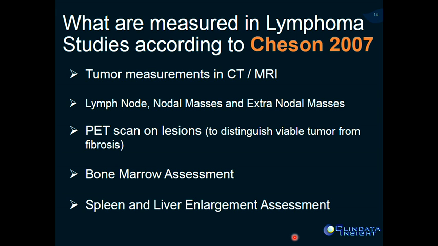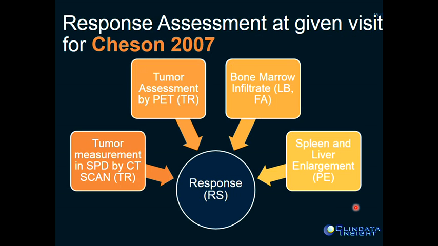Lymphoma studies follow CHESON 2007. It collects tumor measurements in CT and MRI scans. It also collects the lymph nodes, nodal masses, and PET scans on the lesions. This is done to distinguish between viable tumors and fibrosis. Additionally, it collects bone marrow assessments and spleen and liver enlargement assessments.